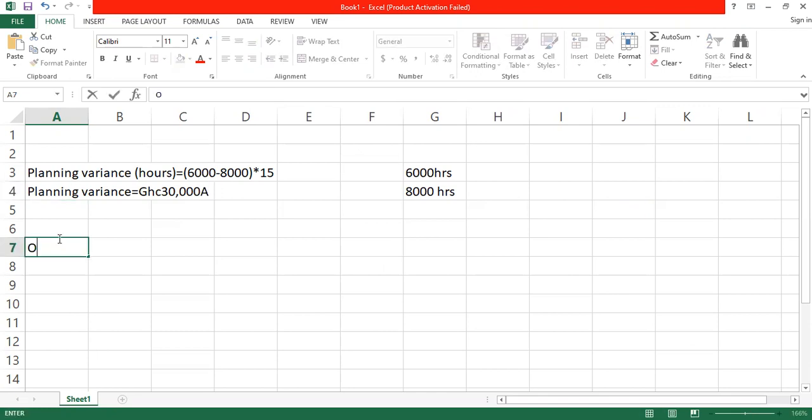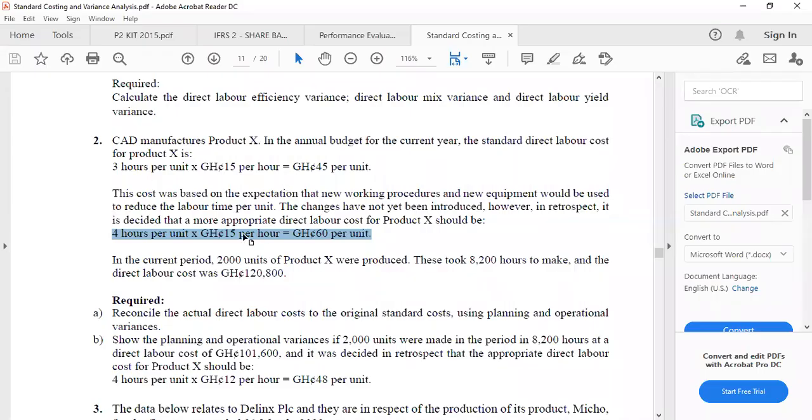At the planning level, we have only one variance to calculate here. For operational variances, we calculate both efficiency and usage, all of them, because that is for the actual. That is the normal variance that we use. At the planning level, we should have calculated two variances if the revised labor rate per unit was increased or reduced. So if this should have been 12, it means that there is a reduction in the price too, so we have to calculate labor rate variances too. Okay.